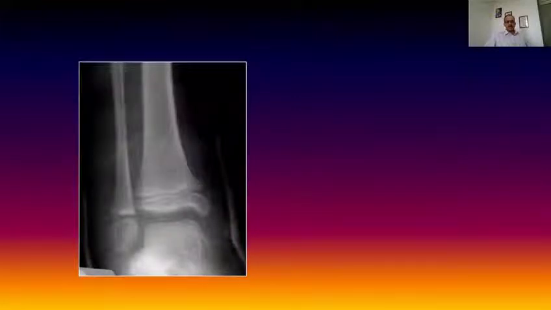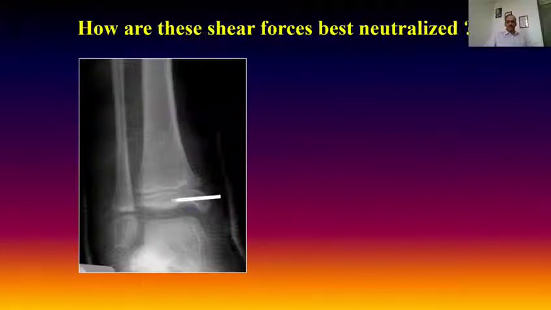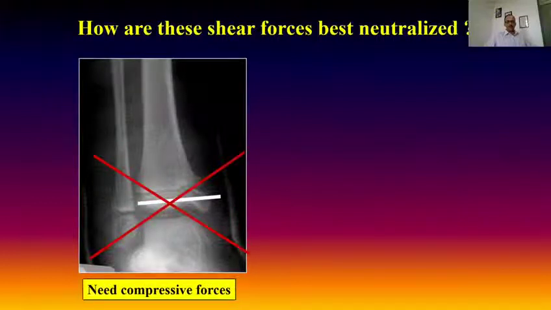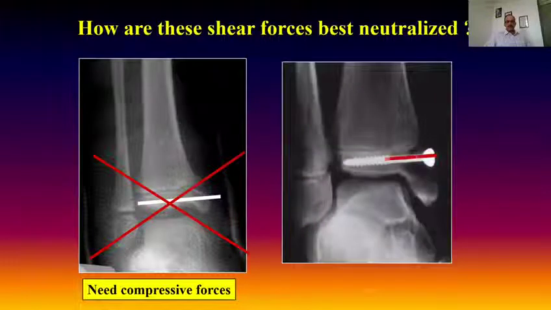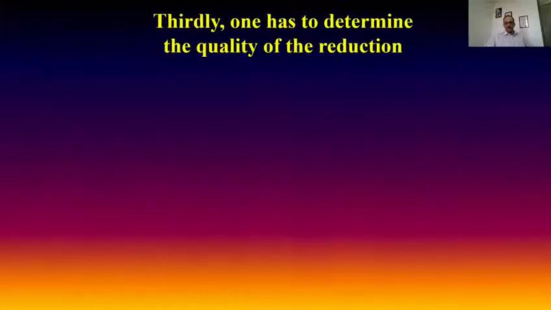So after you get a satisfactory closed reduction, the next step would be to fix it. There are vertical shear forces acting at the fracture. Transepiphyseal pins are not the best way to do it because we need compression. So what you need to do is put in a compression screw which is completely intra-epiphyseal. This can be done percutaneously. So that is how you do it.